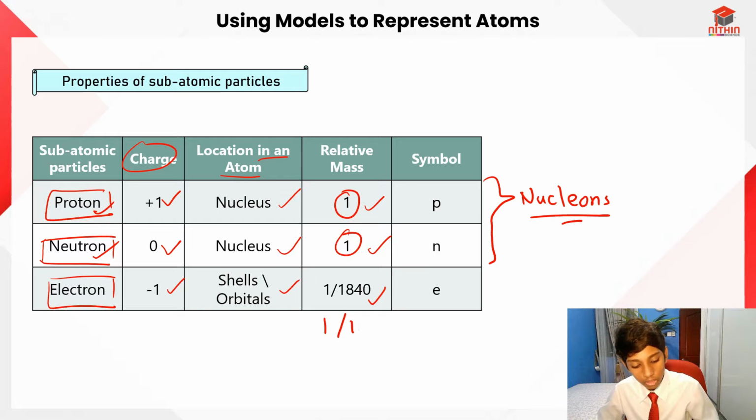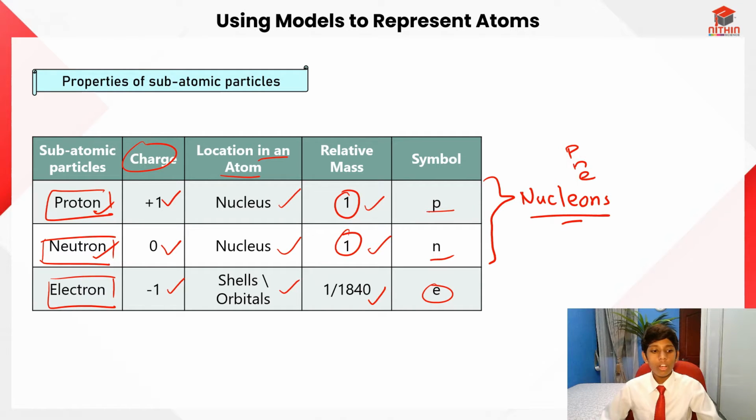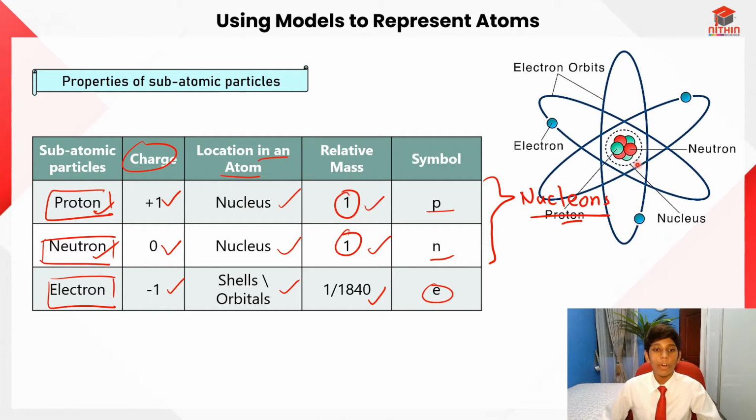I hope you understood that. And lastly, we are taking a look at the symbols. Protons are represented using the symbol p, neutrons n, and electrons e. All of these are lowercase. None of these are uppercase, so please do take note of that. Now that we are done with that, let's move on.